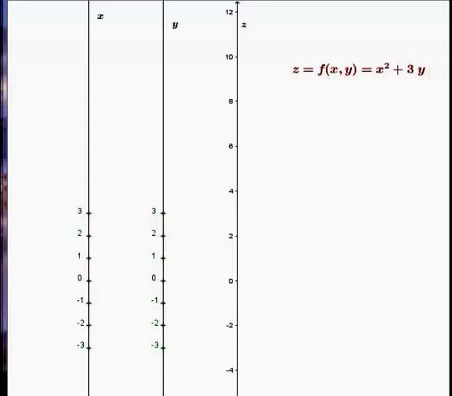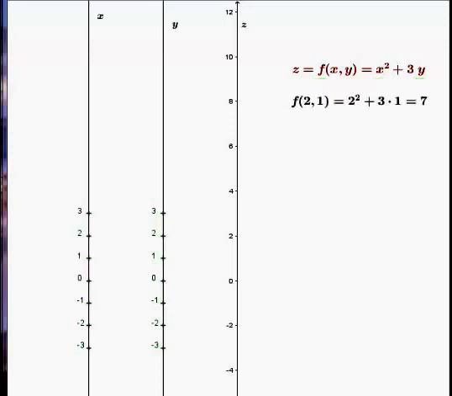The function we'll be looking at will be called f, and its value for numbers x and y will be given by squaring the x and then multiplying the y by 3 and then adding them together. So the value of the function f for the number x, y will equal x squared plus 3y. And we'll keep track of that number with the variable z.